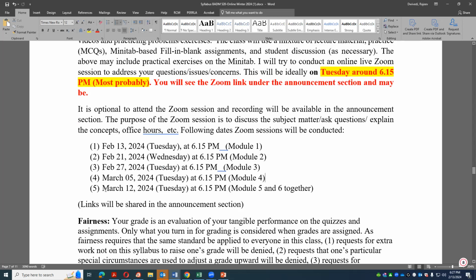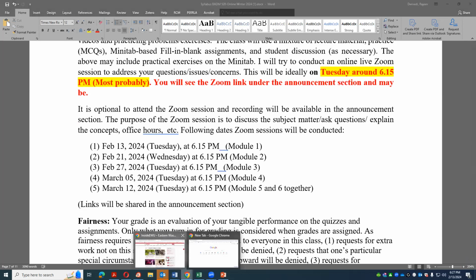And last, we will combine module 5 and 6 together. So we are going to meet 5 times in this course. And these are the dates and time, exactly 6:15. You will see the link on the same day in the announcement section. If you can't attend, you will see the recording also. After this meeting is over, I will put the recording in the announcement. But previous recordings are also available.